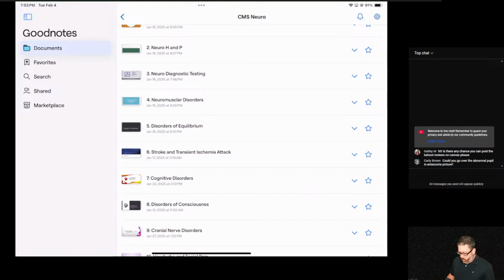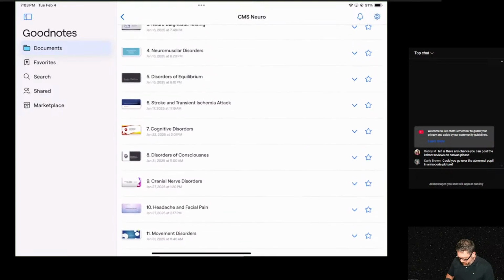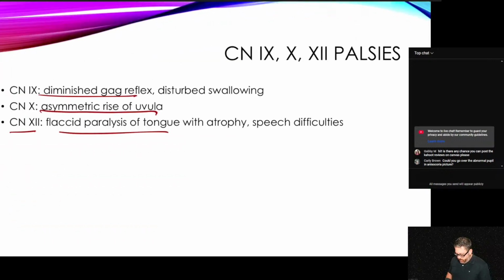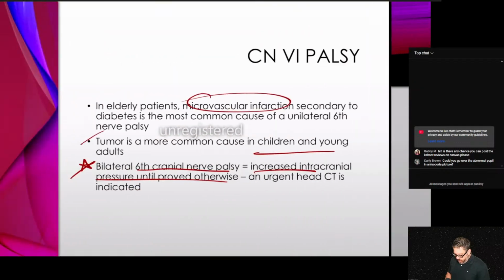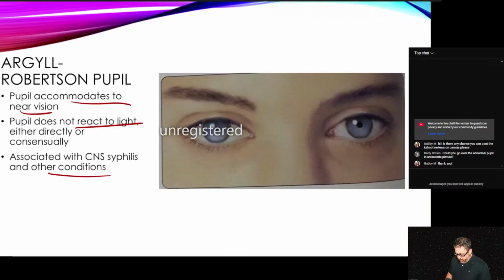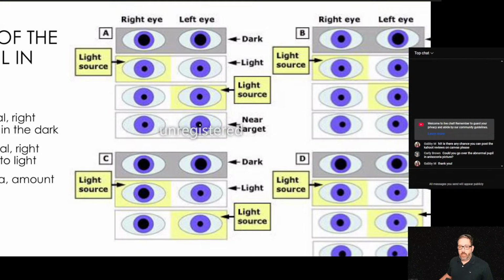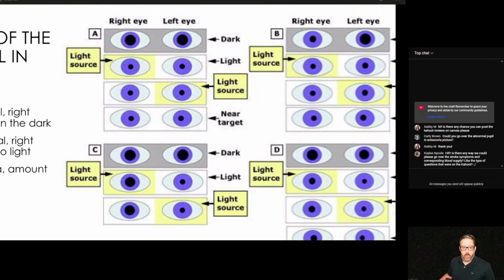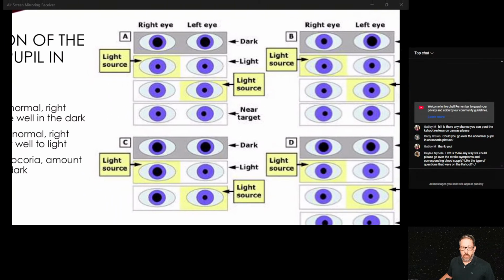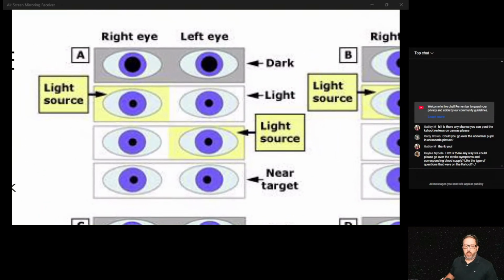Okay, anisocoria for the abnormal pupil. Let me just clear the text. So what you're trying to do here, let me just fix this actually. Okay, we're good there. So in this first picture, what you're looking at is a normal eye. So we have right eye, left eye.